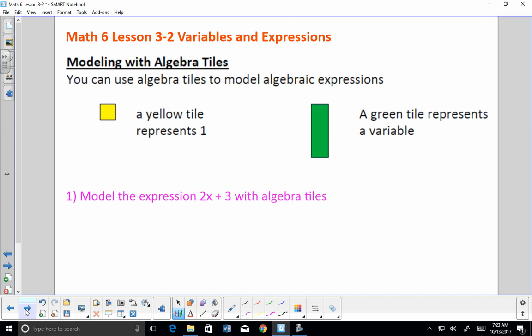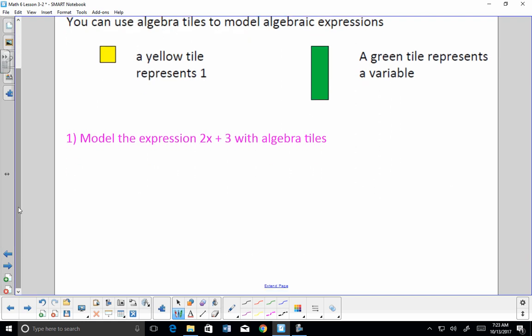So if I was going to model the expression 2x plus 3 with algebra tiles, I would realize, well, x is the long rectangle, and I have 2 of them because it says 2x right there. So I'm going to draw a long green rectangle. I can even shade it in if I want. I can draw a second one because I have 2 of them. The first one stands for 1x, the second one stands for the second x. So there it becomes 2x.